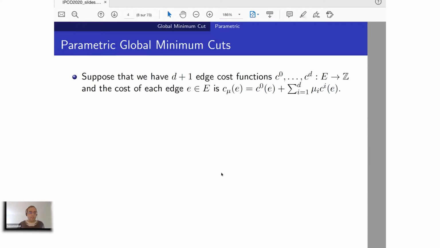So in the rest of the talk, I will deal with parametric costs. Here we'll consider the case where the edges have parametric costs. More formally, we have d plus one edge cost functions, c0 to cd. And the cost of each edge e is an affine function of the parameters mu i, as shown in this formula.